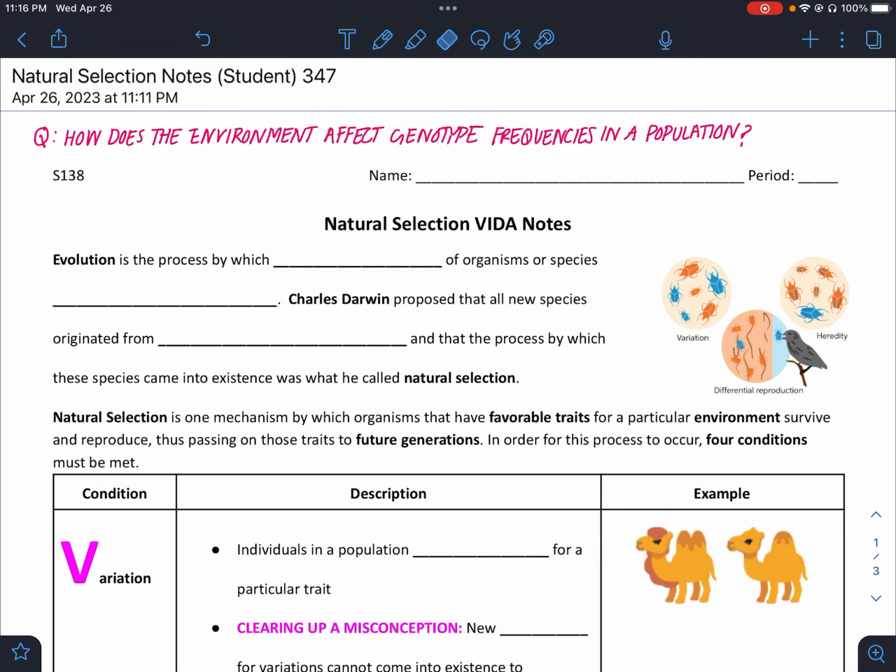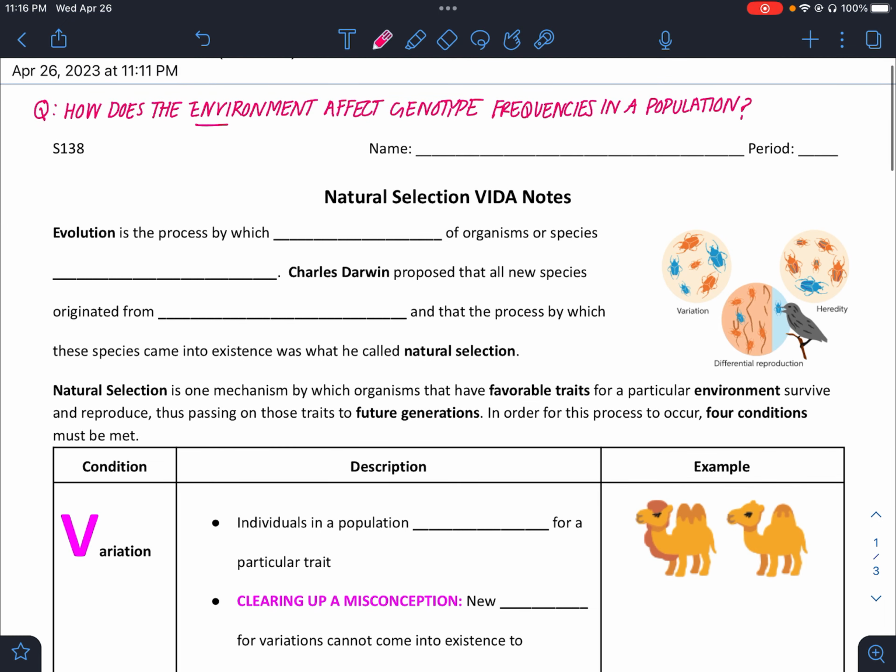In our last activity, where we left off, we had seen that different environments impacted the number of individuals who were homozygous dominant, heterozygous, or homozygous recessive for that hemoglobin allele. Today, we're going to start to look at understanding how exactly our environment is affecting how common those genotypes are in a population, okay?